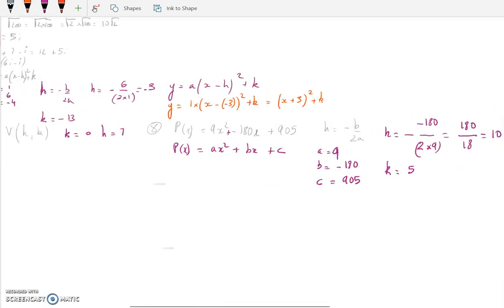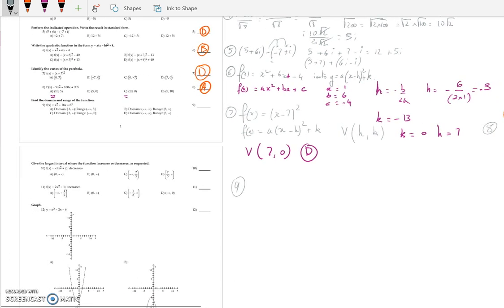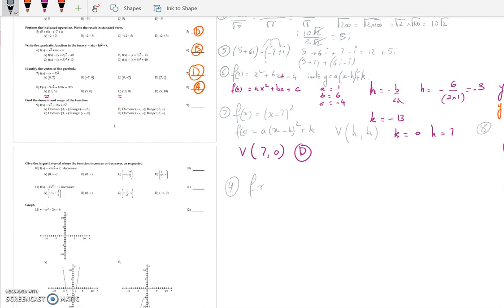All right, so now let's start problem number 9. In this problem number 9, we have f of x equal x squared minus 16x plus 67.